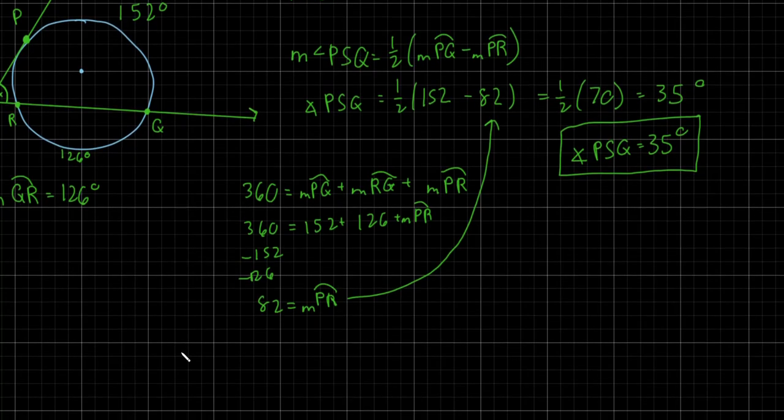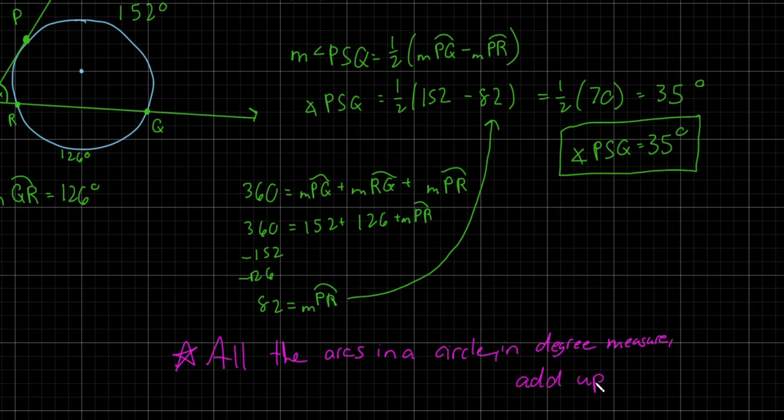Okay. I think we all should write down some facts. All the arcs in a circle in degree measure add up to what? Yep, add up to 360 degrees. Star that fact. You're going to use it so much in a whole bunch of problems.